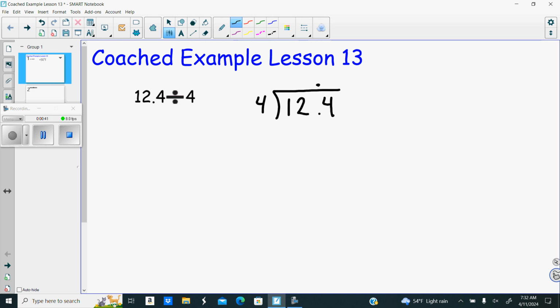4 doesn't go into 1. It does go into 12 three times. We multiply, subtract, bring down the next number, and then 4 goes into 4 one time, multiply, subtract, nothing left. Our quotient is 3 1/10.